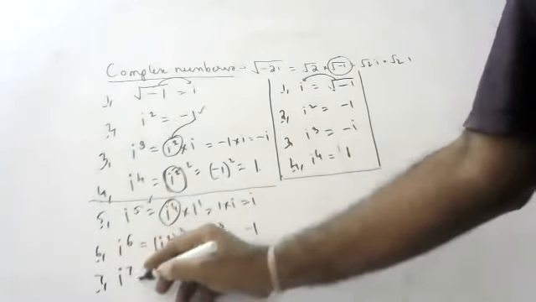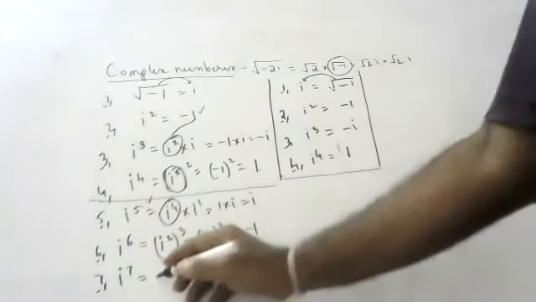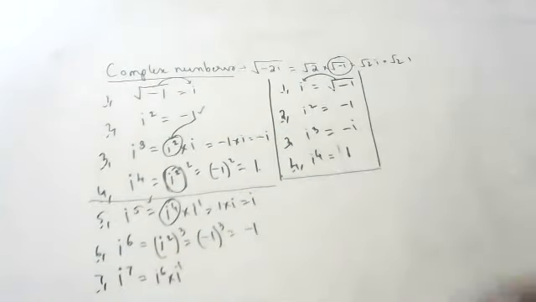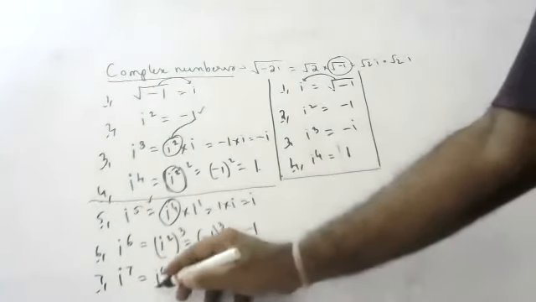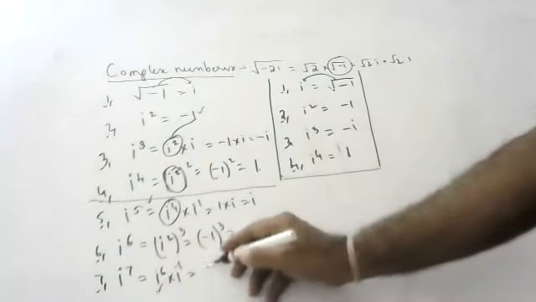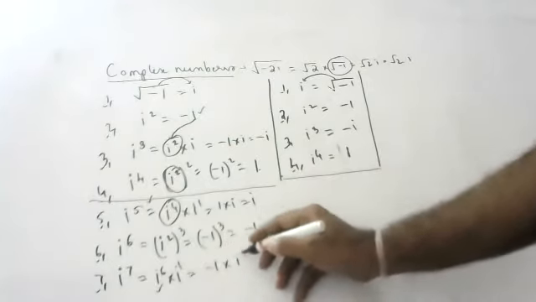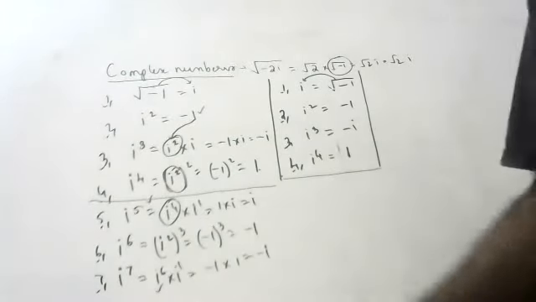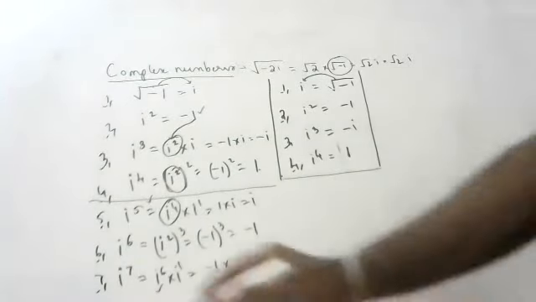Srikari, i to the power of 7. Can I write i to the power of 7 as i to the power of 6 into i to the power of 1? Yes, sir. I to the power of 6 is how much? Minus 1. Minus 1 into i is minus i. Next, i to the power of 8.